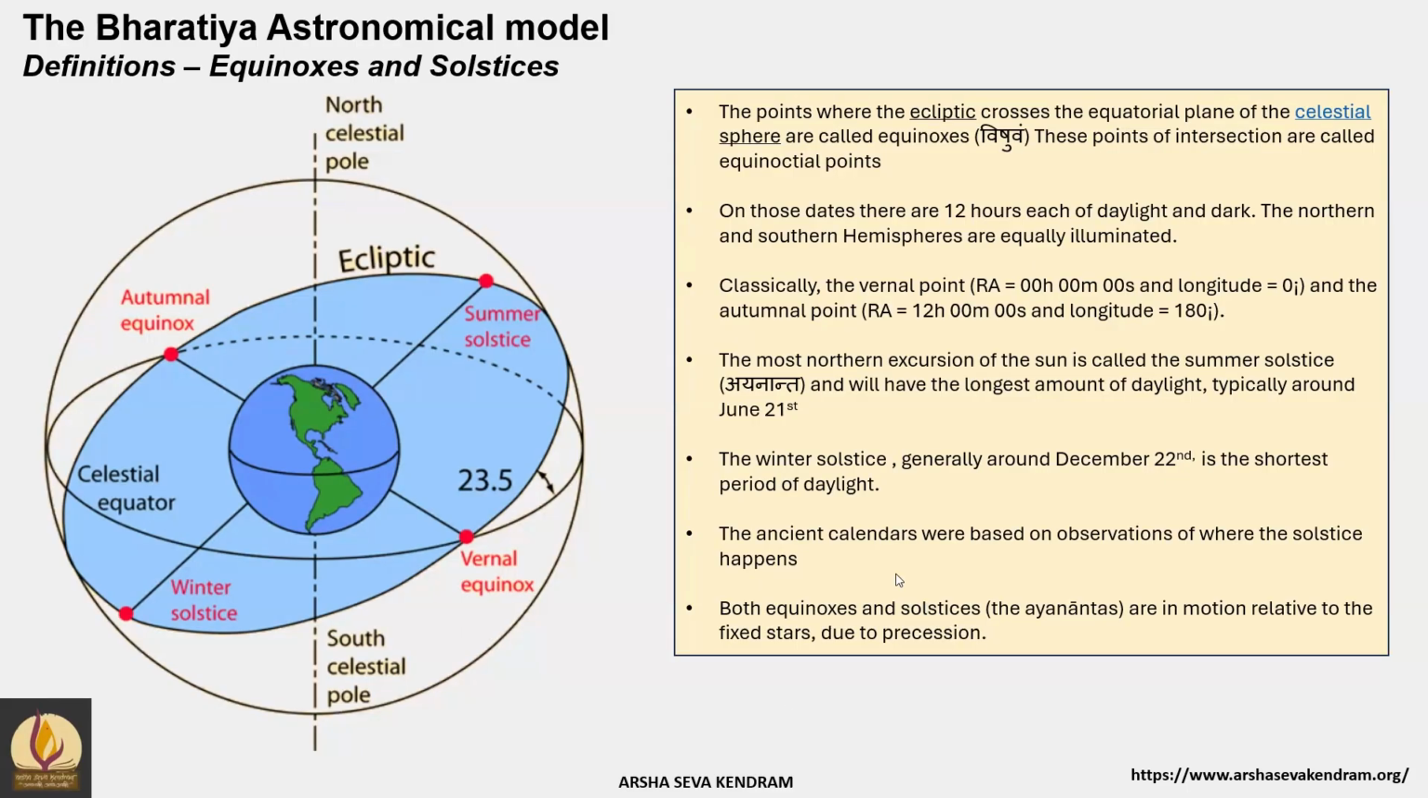And yeah, now the last one is important, right? Both the equinoxes and the solstices are in motion relative to the fixed stars due to precession.